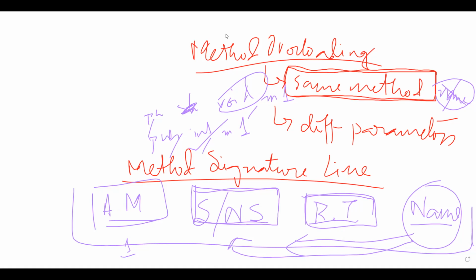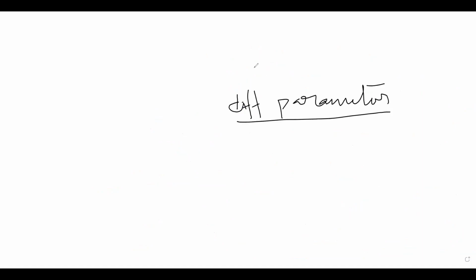Clear, right? Hopefully clear. And now the different parameters. This is also another topic. I haven't asked any questions regarding this, but you can overload methods with different parameters in 3 ways. Can anyone tell me 3 ways?